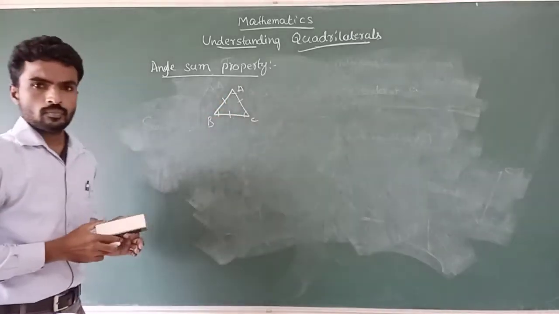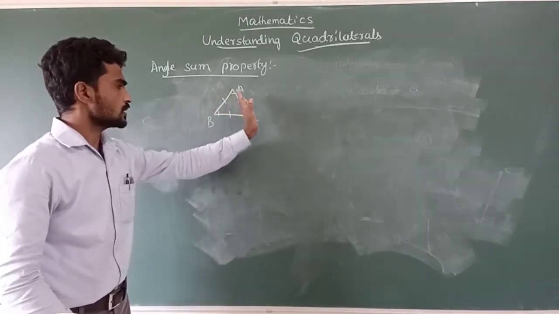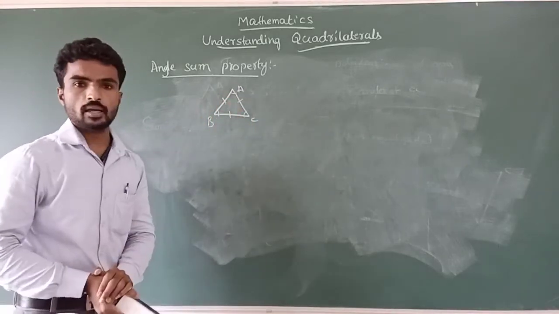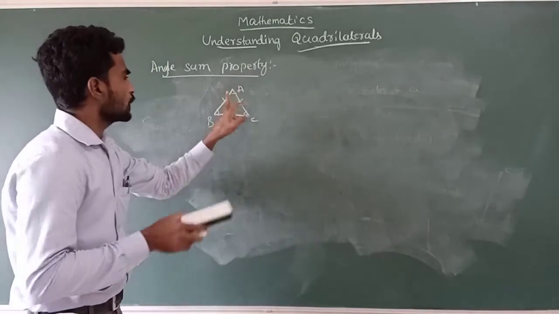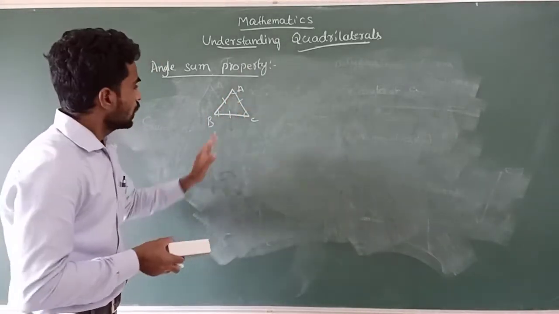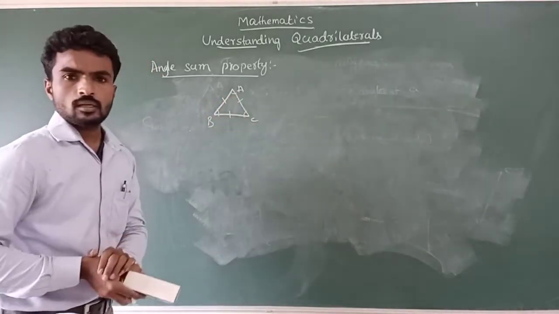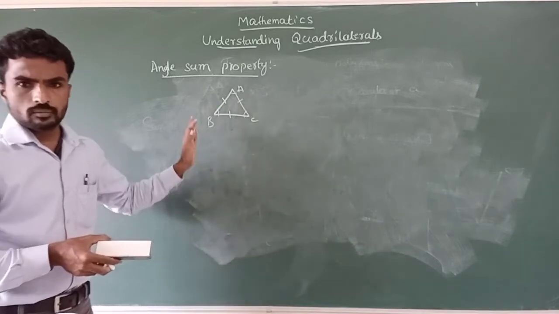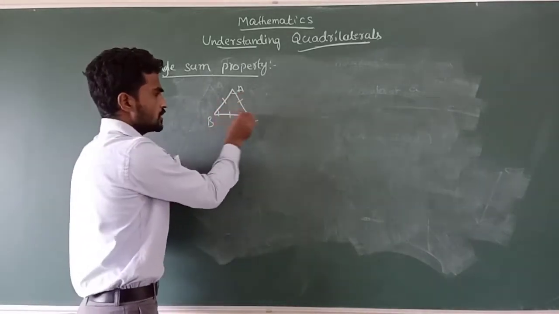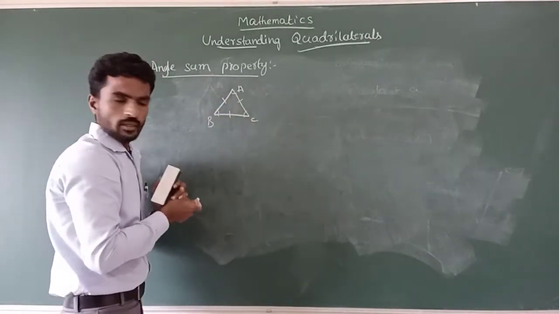ABC is a regular polygon. Here AB is equal to BC, BC is equal to AC, then angle A is equal to angle B, angle B is equal to angle C. How can we find out these interior angles without any measuring? That is very easy. We already know that ABC is an equilateral triangle and also an equiangular triangle.